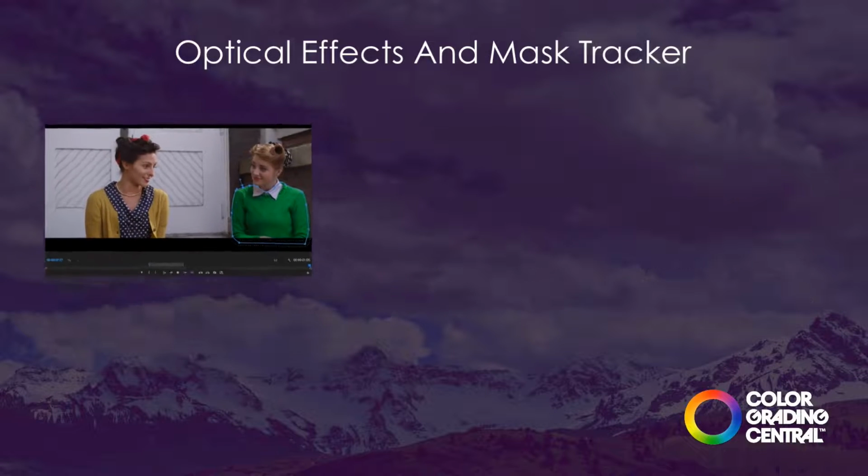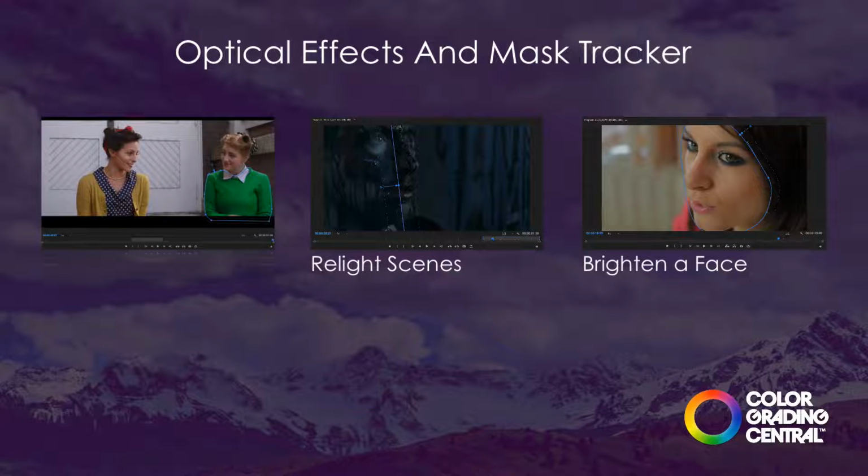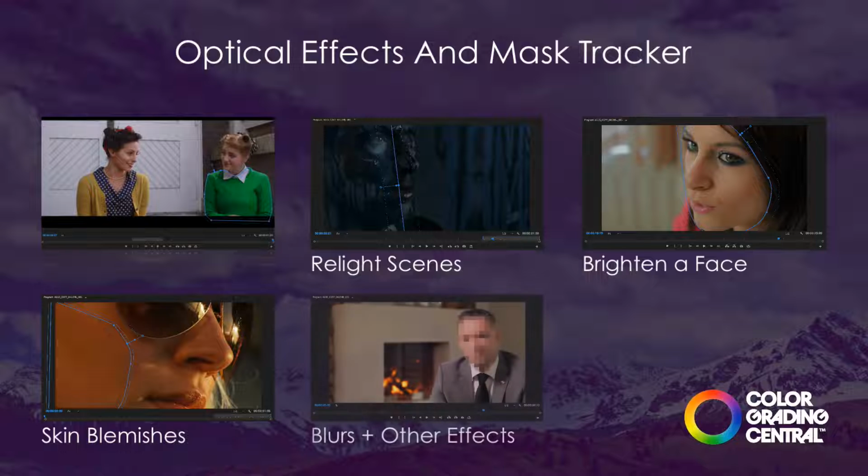Besides using masks with the aid of the tracker to relight a scene or brighten a face, we can also use the tracker to fix technical problems like skin blemishes or blur somebody out if we don't want their identity to be known. Let's look at some different examples of where we need to use the tracker to track a mask.